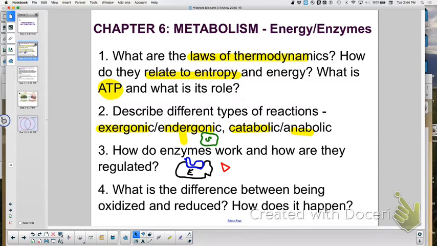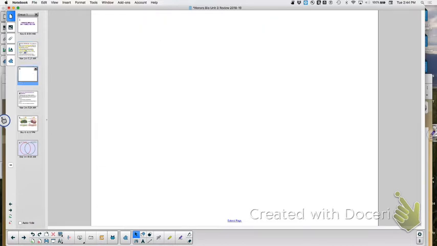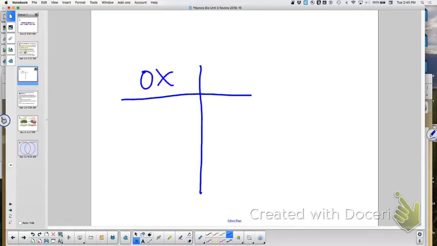What is the difference between being oxidized and reduced, and how does it happen? So let's make a chart here: oxidized, reduced. See what you can come up with on your own first about differences between being oxidized and reduced, without me. Do this at home too. I know you can do it. You're so smart.